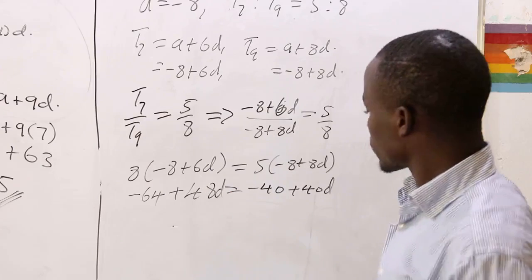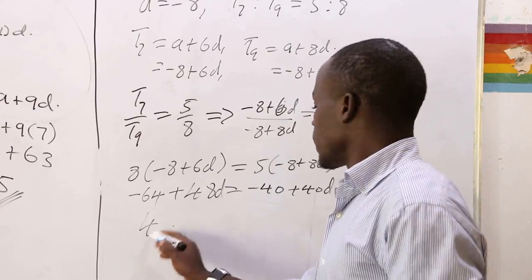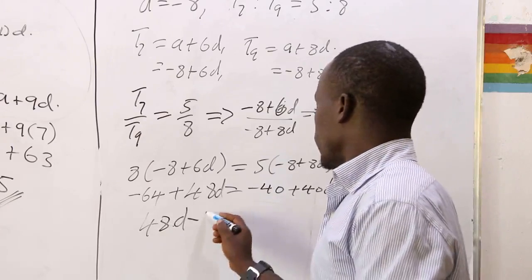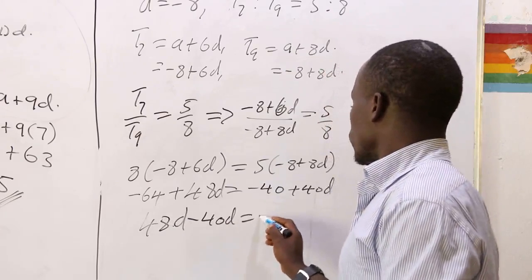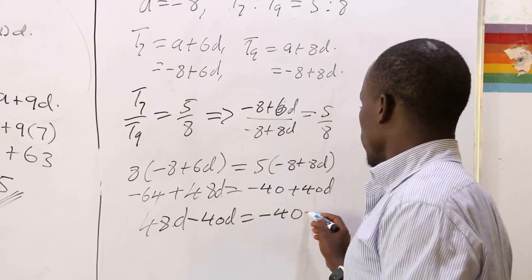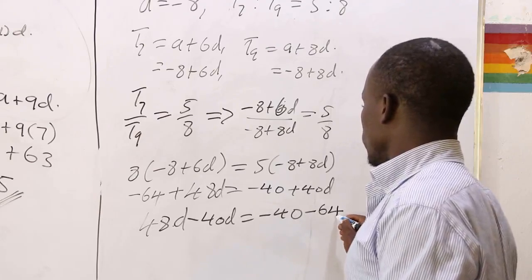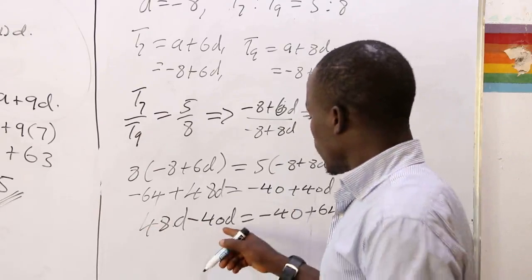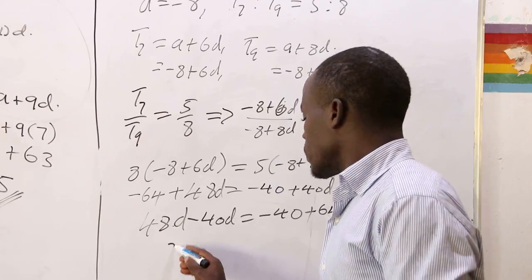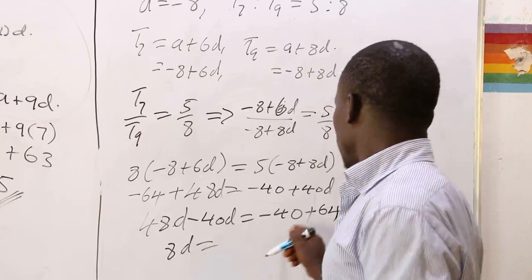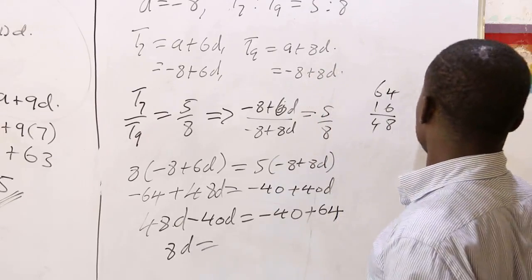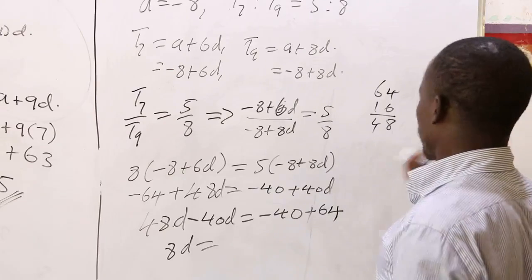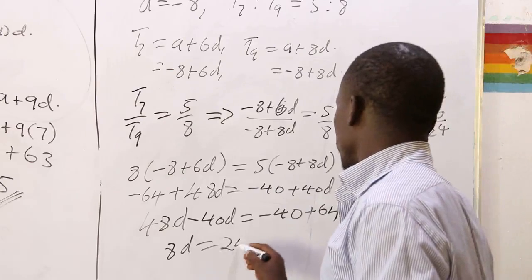So you collect like terms. 48d, bring this one back here, minus 40d is equal to minus 40, sorry, plus 64. Taking this one back here becomes positive. So 48 minus 40 will give us 8d. Minus 40 plus 64 is the same thing as 64 minus 40. So we have 4 here, we have 2, so we have 24.